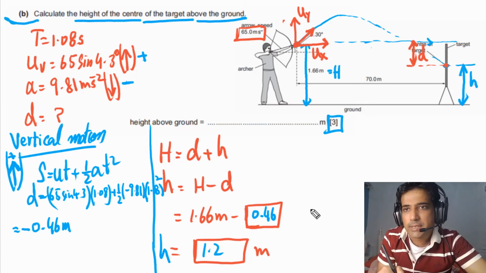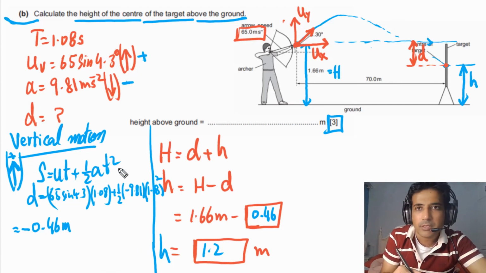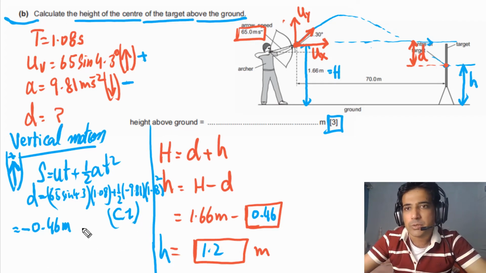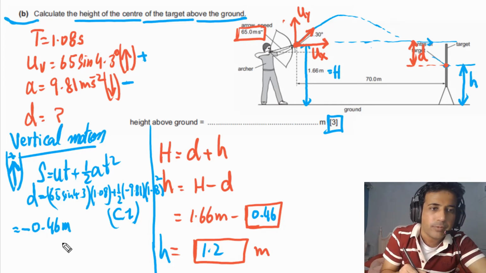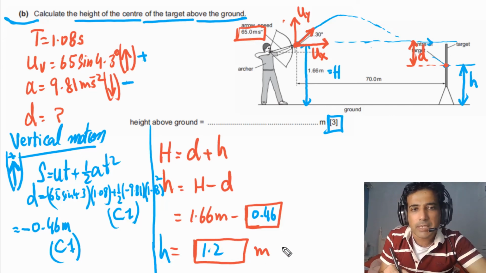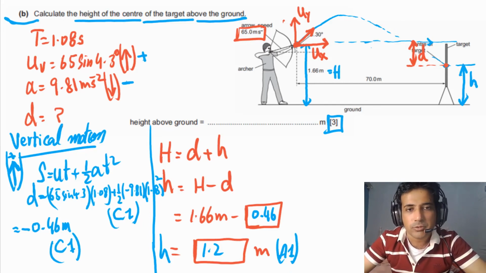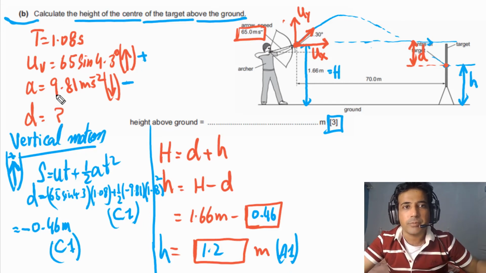This question has 3 marks. The first mark will be given to you if you have written this one. So this is the first mark. If you have written this, you will get the first mark. And the second mark you will get if you have got the right value of displacement, meaning the right value of D. So this is the second C mark. And the last mark is the answer mark. If you have got the right value of height, you will get the last mark, meaning the answer mark. This is how marks will be awarded to you.